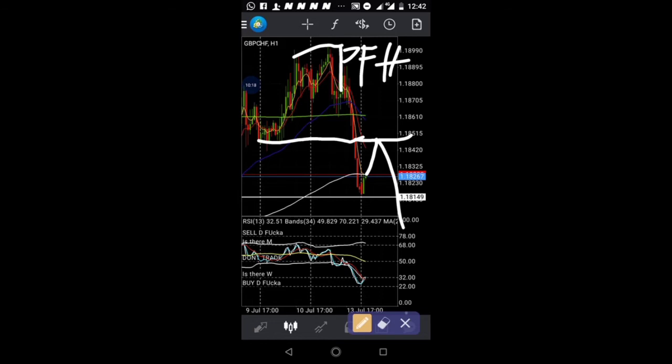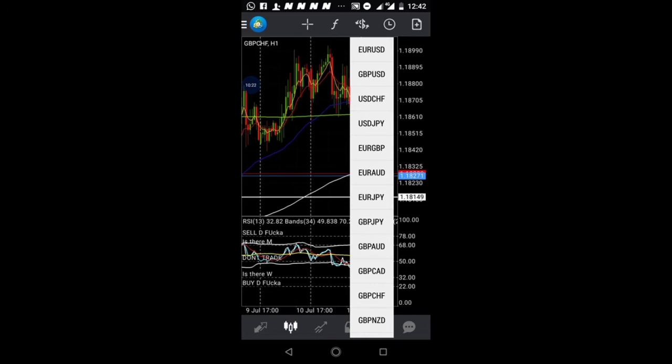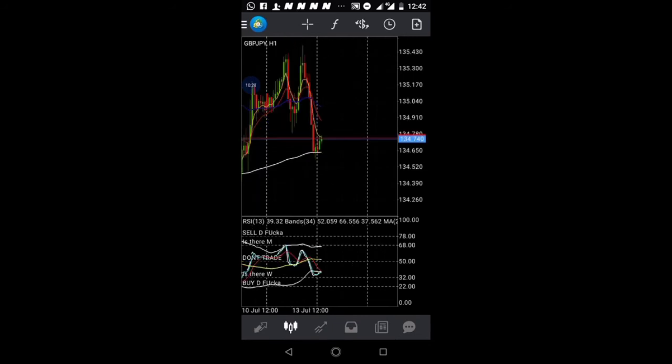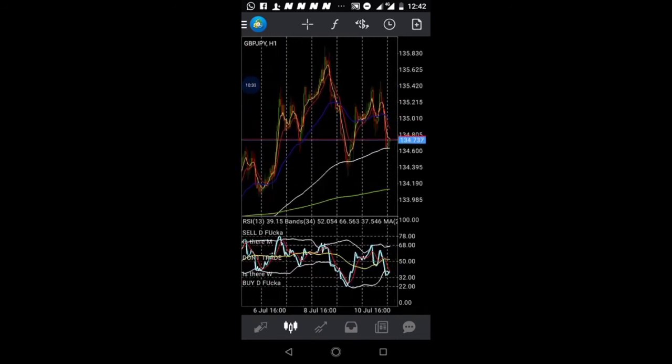So let's look at another GBP pair. GBP CHF is a sell for me when I get the opportunity. Okay, so this is GBPJPY. Even on GBPJPY, we could see we have some sort of a head and shoulders right here.